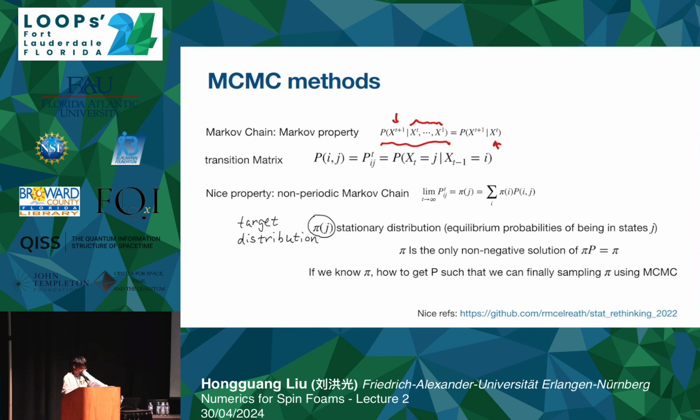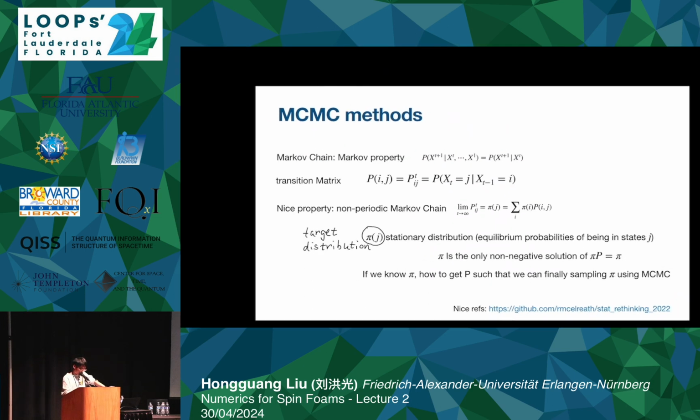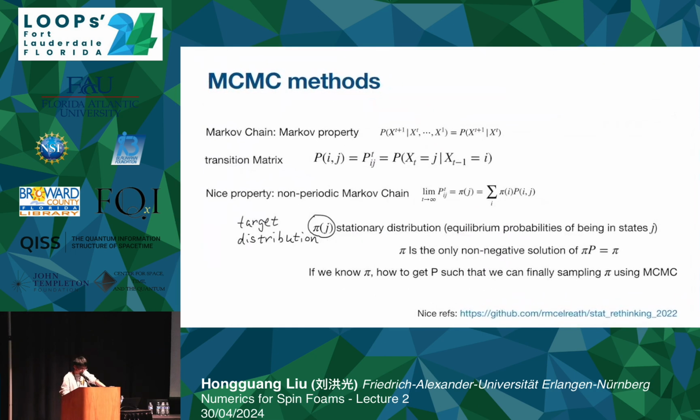So basically, from here we can define a transition matrix, which is the transition from the i state to the j state, from step t minus 1 to step t. And why it is a good thing to have this Markov property is that for a non-periodic Markov chain, you can show that when t goes to infinity, we have a stationary distribution. So it means that it converges to a distribution. And this converged distribution, we call it pi j. It means it doesn't change under the Markov chain.